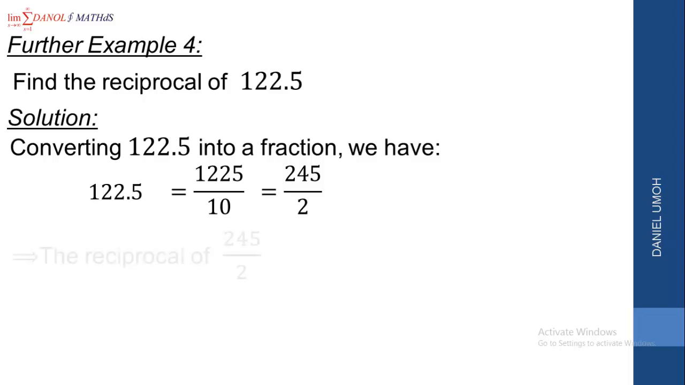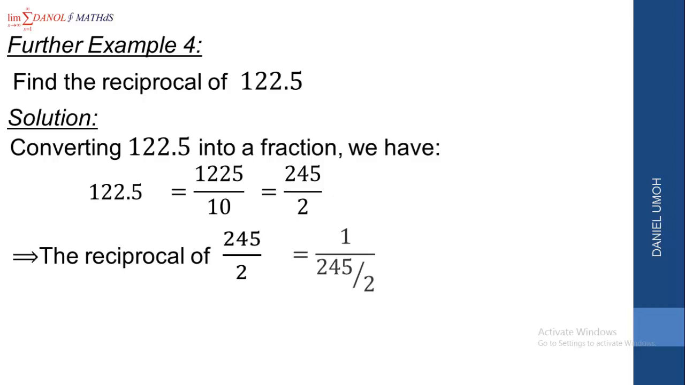Therefore, the reciprocal of that 245 over 2 will be equal to 1 all over 245 over 2. And according to our laws of reciprocals, we are going to invert this to have what? 2 over 245. It therefore means that the reciprocal of 122.5 is equal to 2 over 245. Of course, if you want to have your answer in decimal form, you can use your calculator to work that out.